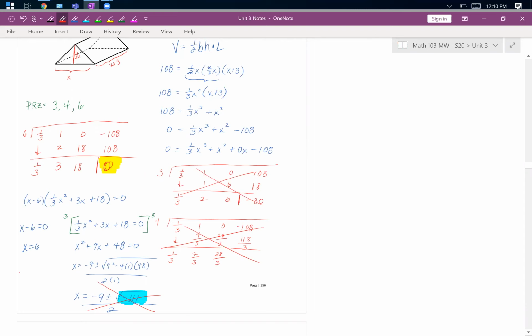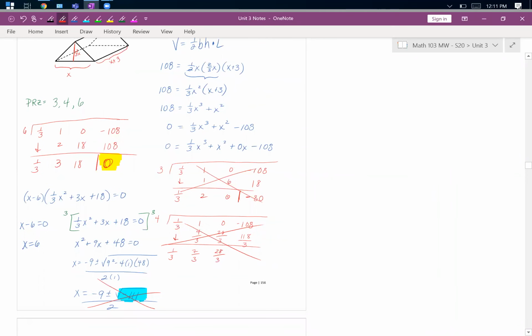All right, so our base is going to be... I'm running out of room. All right, I'm going to put it down here. So the base is 6 feet. The height is 2/3, so 2/3 times 6 is going to be 4 feet. And then the length, x plus 3, is going to be 9 feet.